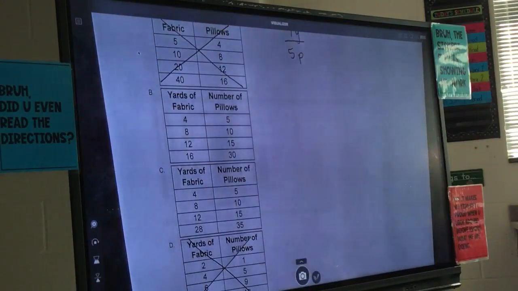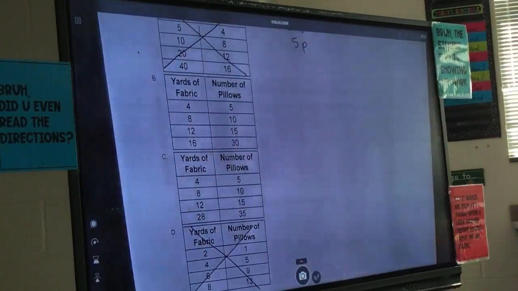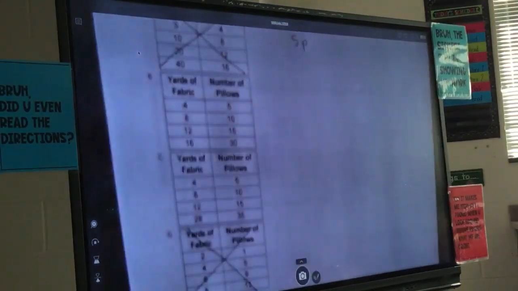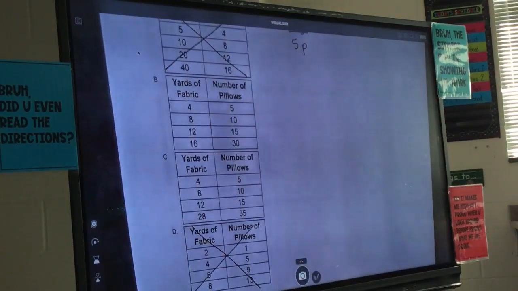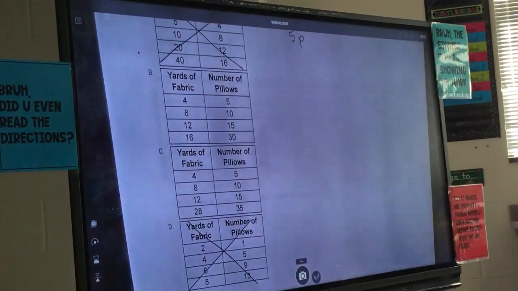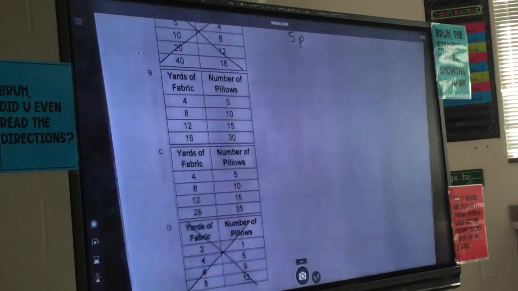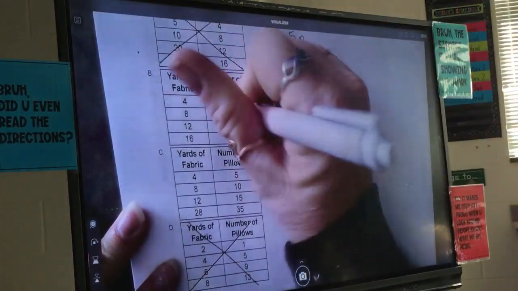Why can we get rid of D then? Isaac. Because it's gone up by 2 and 4. Right, so one side's going up by 2, one side's going up by 4. And you know with a ratio table, you have to do the same on both sides. You can't go up by 1 on one side, 1 on the other side. So now we're left with B and C. So the best way that I can explain to do this is you just go and you say, okay, 5 times what gives me 10?